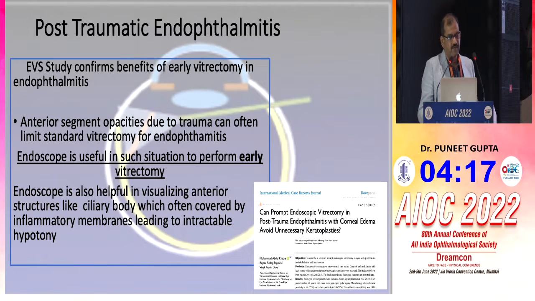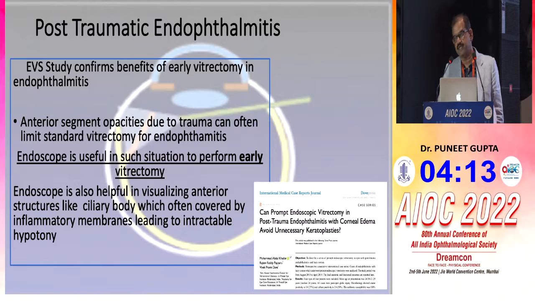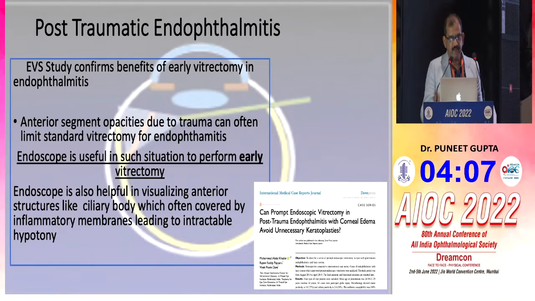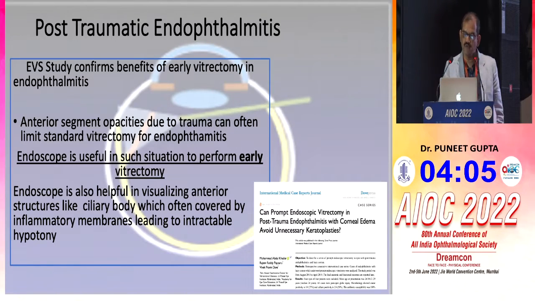Another advantage of the endoscope is that it helps in visualizing the anterior structures like the ciliary body, which is often covered by inflammatory membranes in this endophthalmitis situation. So it helps in removing those inflammatory membranes from the peripheral areas.